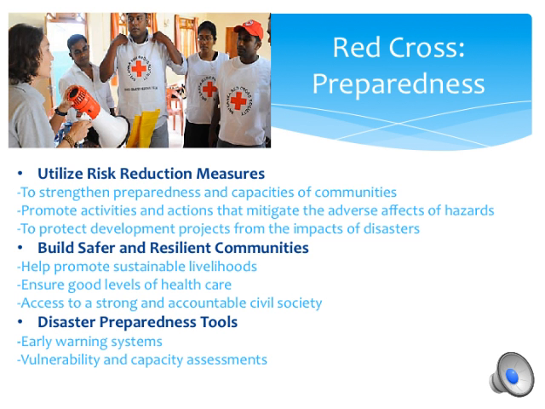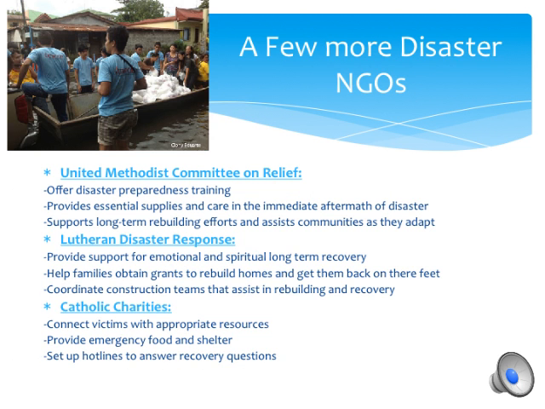The Red Cross also works to promote preparedness by utilizing risk reduction measures. These measures are meant to strengthen preparedness and capacities of communities, to promote activities and actions that would mitigate the adverse effects of hazards. They also work to protect their development projects from the impact of disasters. They build safer and resilient communities, and they also use preparedness tools like early warning systems and vulnerability capacity assessments.